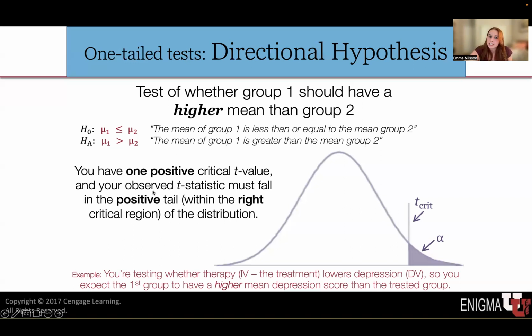So in a positive t-test, you have one t-critical value, and it's on the positive side, and the t-statistic needs to fall to the right, so more positive than your t-critical value. An example of this could be if you're testing whether therapy lowers depression. So you would expect the first group, your control, to have a higher mean depression score than the second group, the one that received the therapy.